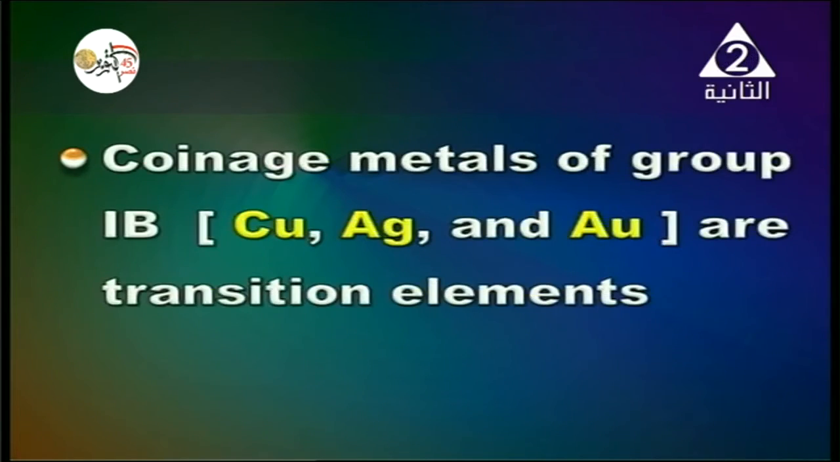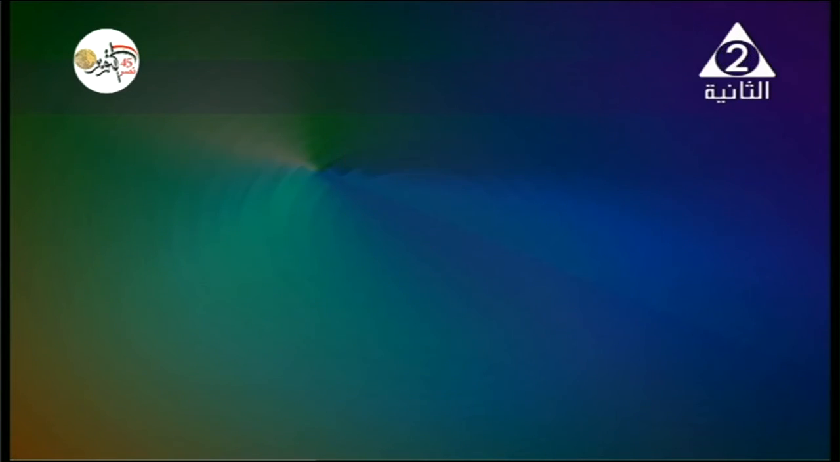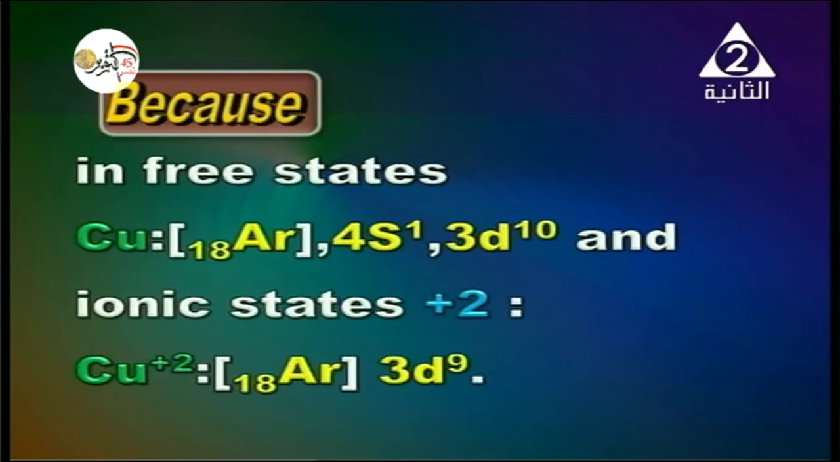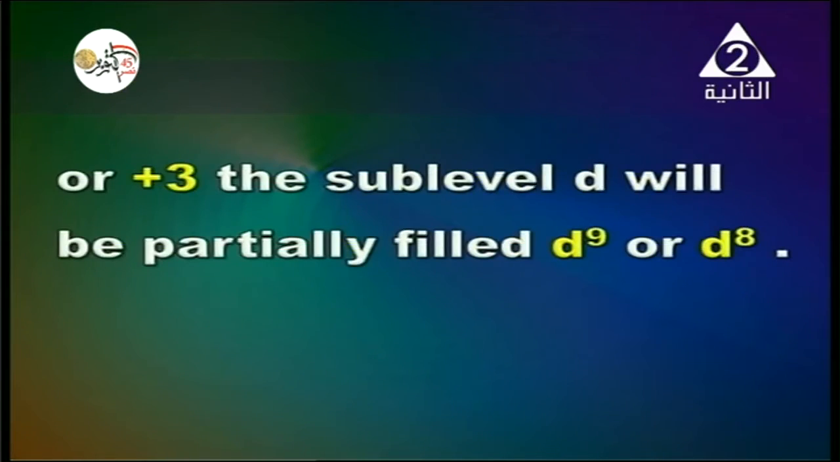Next point. Coinage metals of group 1B, copper, silver, gold, are transition elements. The reason for that is that in the free state copper is argon 18, 4s1 3d10, and in the ionic state copper positive 2 is argon 18, 3d9. So in positive 3 also, the d sublevel will be partially filled, d9 or d8.